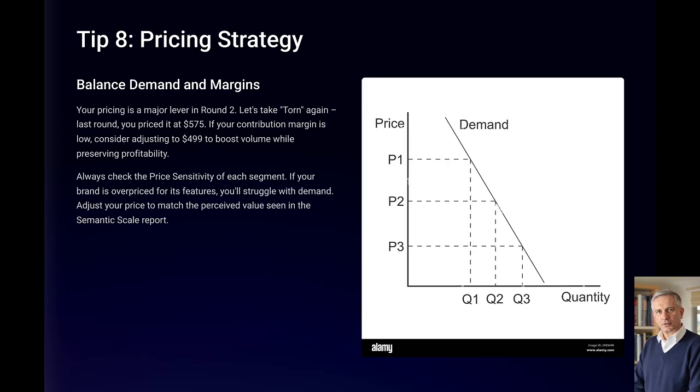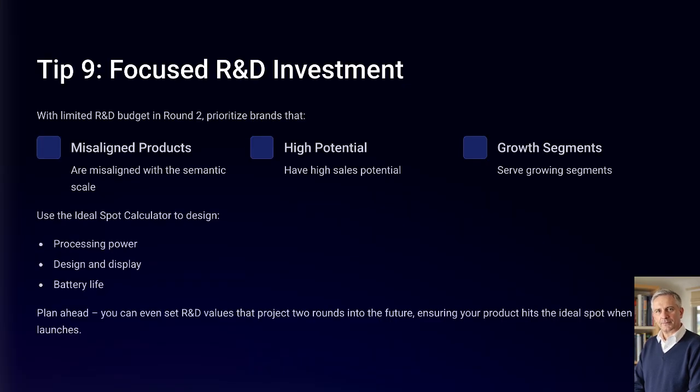Tip 9. Focused R&D investment. Target the ideal spot with limited R&D budget in round 2. Prioritize brands that are misaligned with the semantic scale, have high sales potential, serve growing segments.